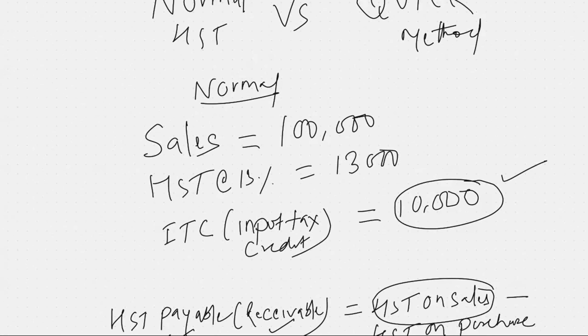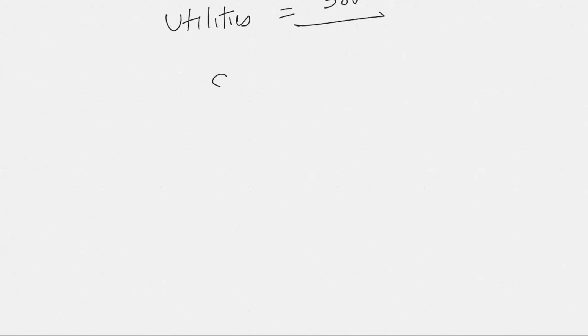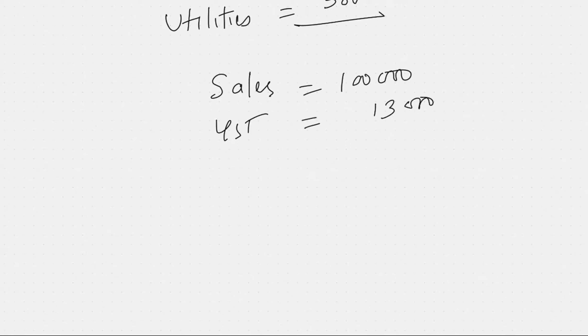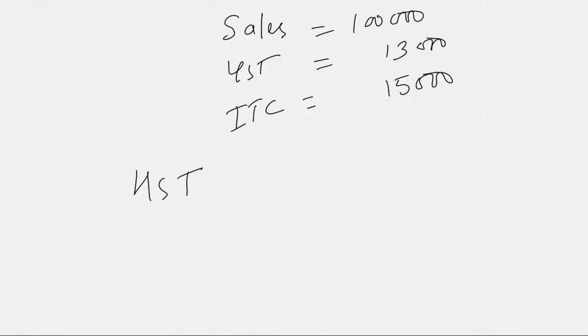The next scenario, the second example: you have sales of $100,000. HST on sales will be 13,000. Suppose your ITC is 15,000. So do you know the formula for HST payable or receivable?